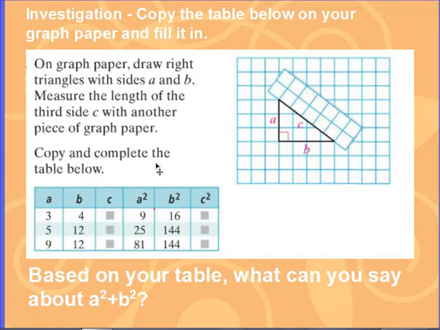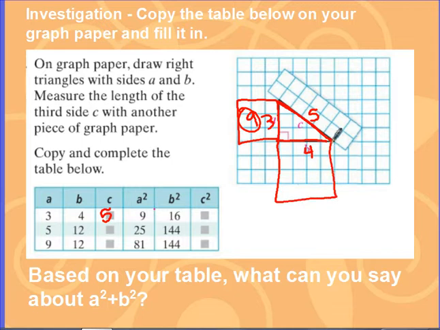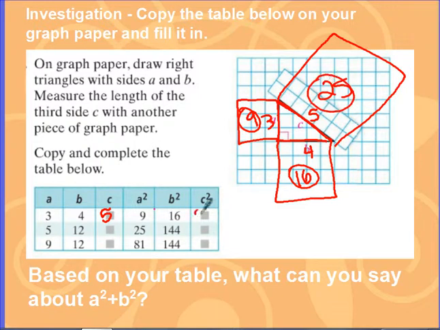Today in class we started an investigation on the Pythagorean Theorem. We filled this table out in class. We learned that this triangle, which is a 3 by 4, had a hypotenuse which was 1, 2, 3, 4, 5. So the sides A, B, and C are 3, 4, 5. When we square these, or make a square, that area is 9. This area is 16, and we learned that it actually equals the larger area, which was 25.